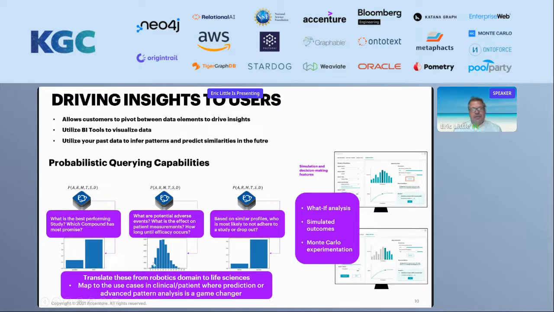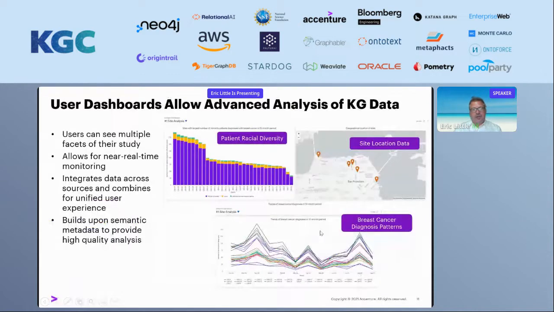So we can capture these new kinds of data elements and then move into things like, based on similar profiles, who's most likely to not adhere to a study or to drop out. If I can understand the patterns of who's dropped out in the past, I can probably infer who may drop out in the future. And then we can translate these from robotics domains into life sciences, right? So we've taken this kind of approach that Accenture was doing using intelligent robots, and we brought it over to clinical and patient so that people can ask this kind of what-if analysis, run simulated outcomes, and do Monte Carlo experimentation.